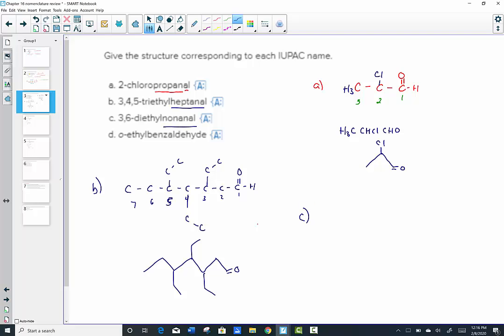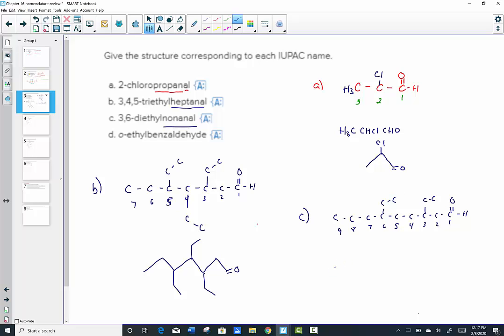Nonanal, 9 carbons. 1, 2, 3, 4, 5, 6, 7, 8, 9. And there's my terminal carbonyl carbon for the aldehyde. And just to remind you that we number with that always as carbon number 1. There's my 9 carbon chain with the aldehyde at position 1. At carbon 3 is an ethyl group. And at carbon 6 is an ethyl group.